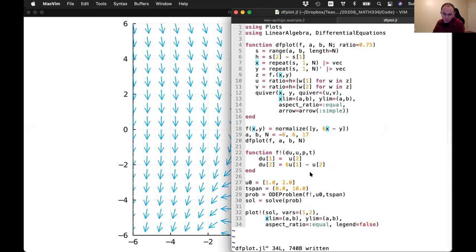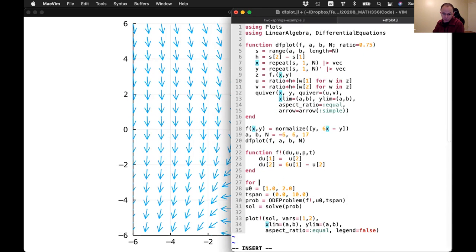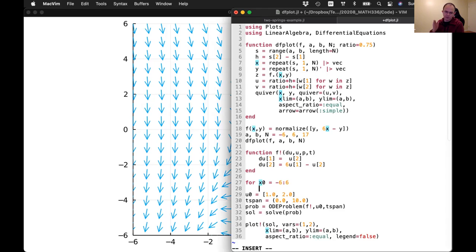So how would we do this? I wanted to create a for loop. So I'm going to do different x naught values. I'm going to go from minus 6 to 6. And that's going to go minus 6, minus 5, minus 4, and so on. And then I'll do the same thing for y naught. That will be minus 6 to 6. And then that'll be my initial condition. So it'll be x naught, y naught. Okay.